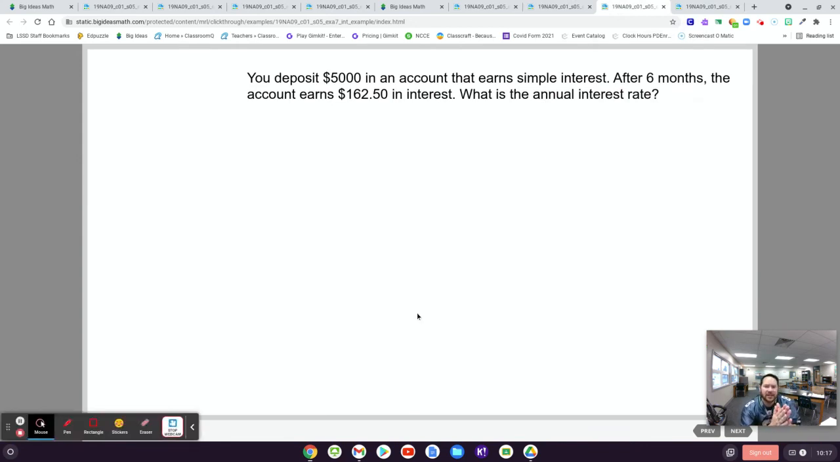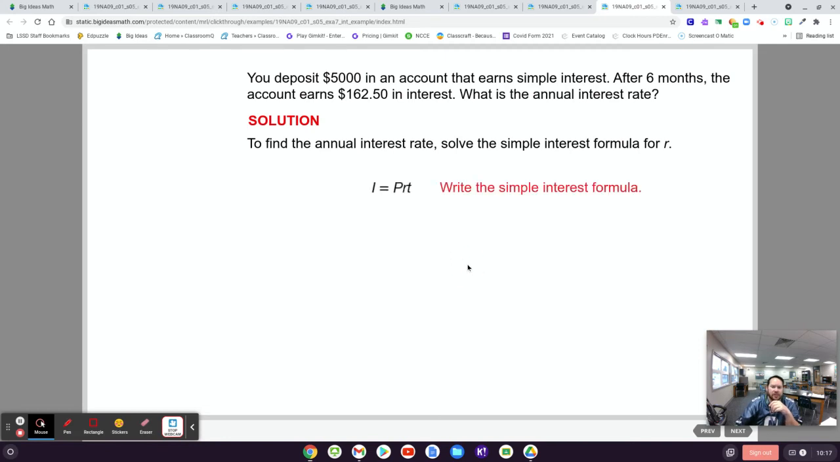You deposit $5,000 in an account, that's your principal, that earns simple interest. After 6 months, which is half a year, the account earns $162.50 in interest. What is the annual interest rate? We're trying to find R. So you're going to want to use this formula. See if you can use this formula to determine the answer, and then we're going to go over it.